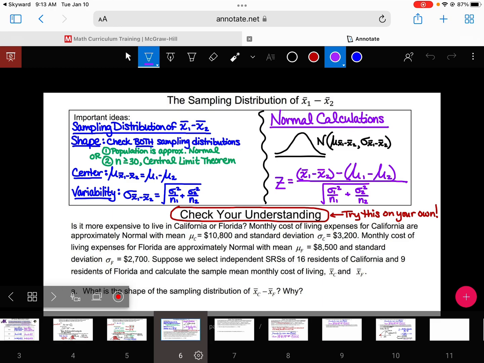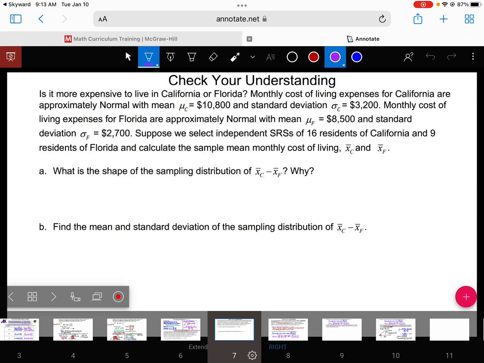So far, so good? But in this case, we said it is what? Approximately normal. How do we find the mean for the difference? Yes. I subtract the mean for California from the mean for Florida. So I'm doing 10,800 minus 8,500, and we get what? 2,300, absolutely.